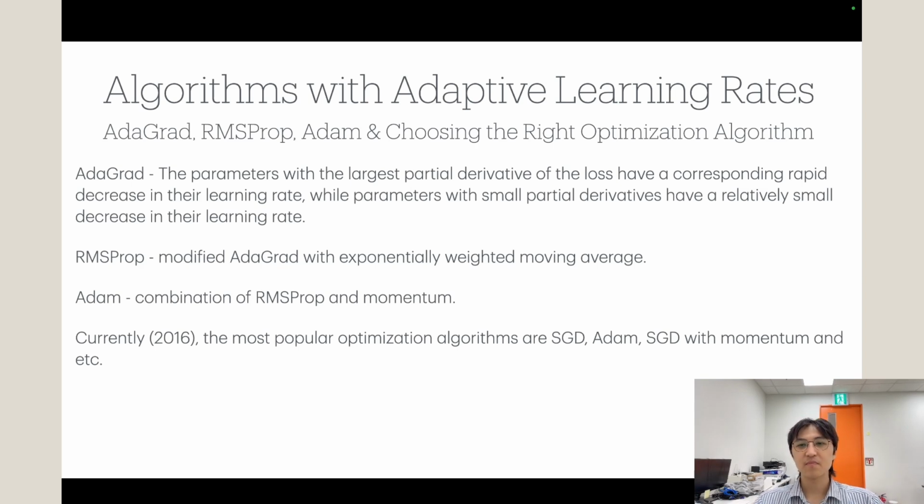And you know, people just usually use this Adam because for researchers, for practitioners, it's important to build a good model architecture rather than using a good optimization algorithm.